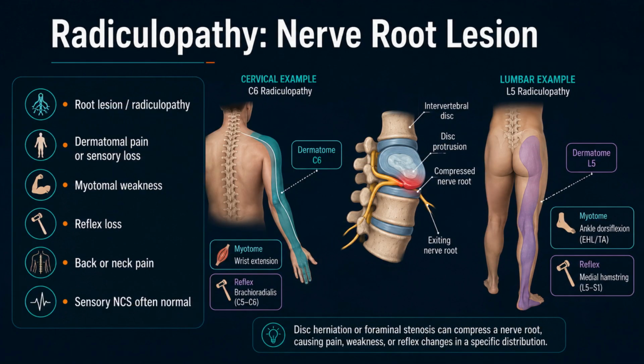A radiculopathy is a nerve root lesion. It often causes neck or back pain radiating into a limb, with sensory symptoms in a dermatome, weakness in a myotome, and reduced reflexes if that root contributes to the reflex. Sensory nerve conduction studies may be normal because the lesion is proximal to the dorsal root ganglion.